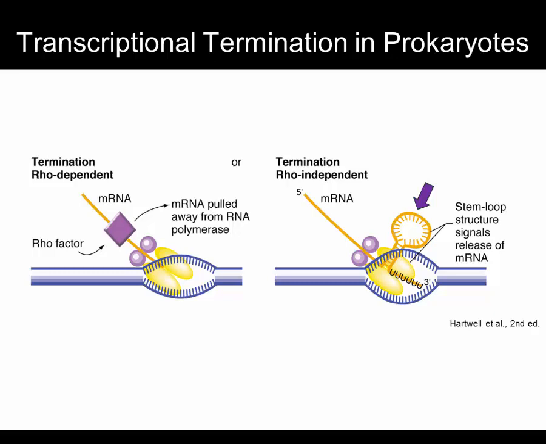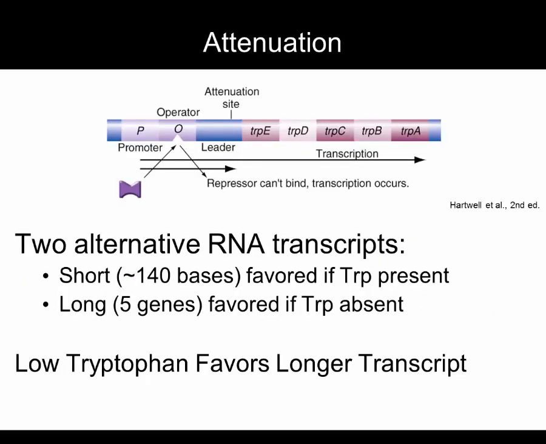to stop transcribing. The first evidence for attenuation came when researchers saw that there are 2 alternate RNA transcripts produced by the TRP operon. One is quite short, indicating that transcription was halted not long after it began, but the other is much larger.